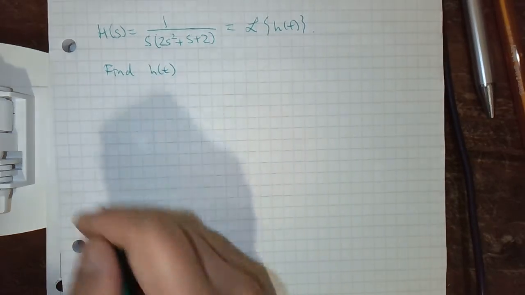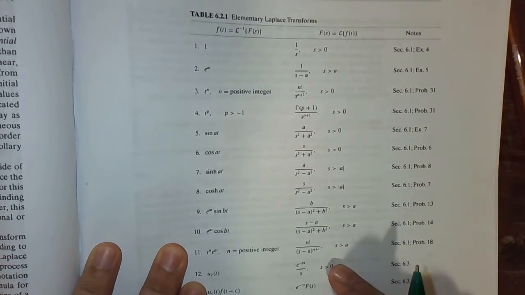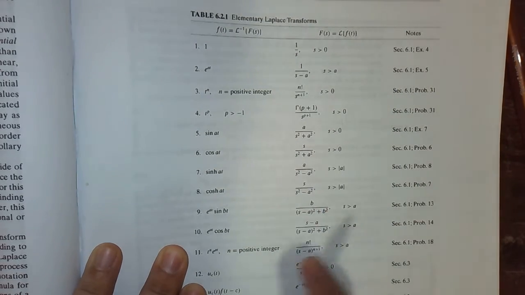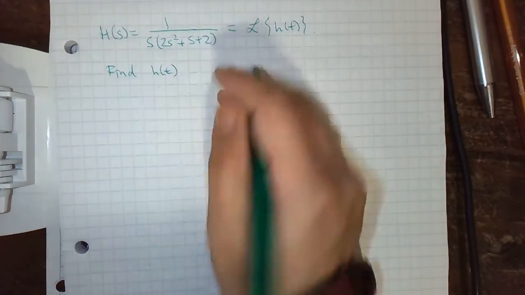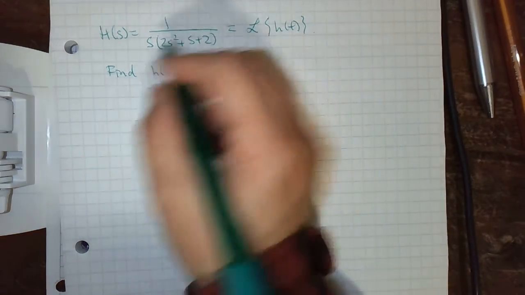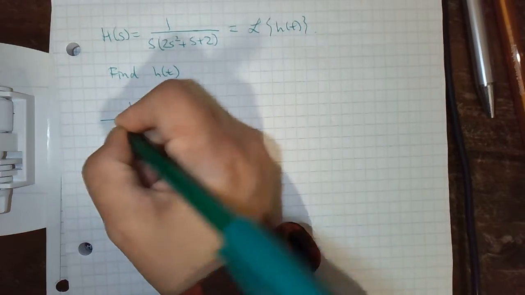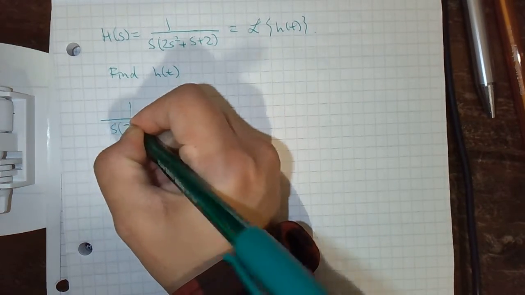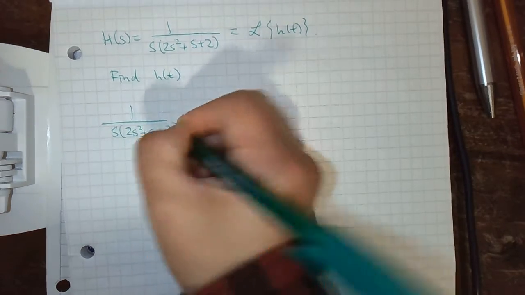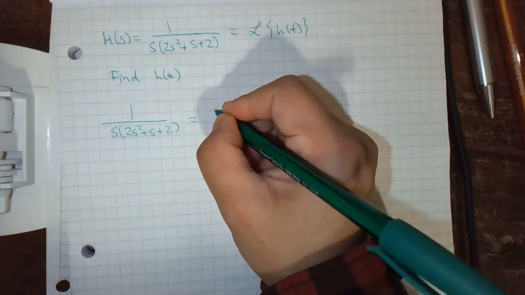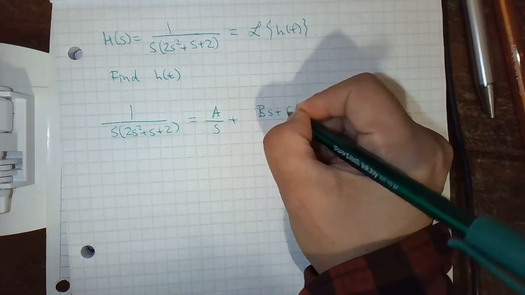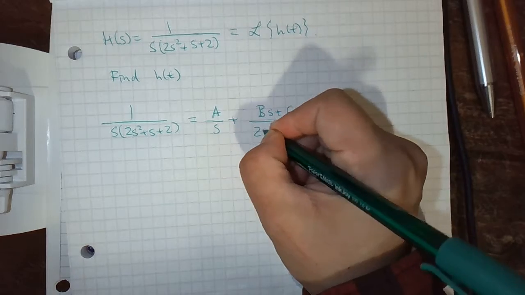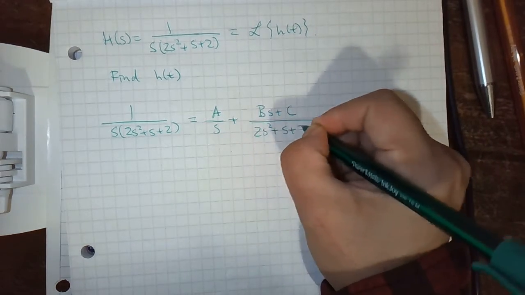So first we need to do partial fractions because we notice from our table we don't have anything greater than degree 2 unless it's fully factored into a linear term to some power. So that's not this. So we're going to say 1 over s times 2s squared plus s plus 2. This is an irreducible quadratic. So this is A over s plus, and then the most general thing is Bs plus C in the numerator, over 2s squared plus s plus 2.